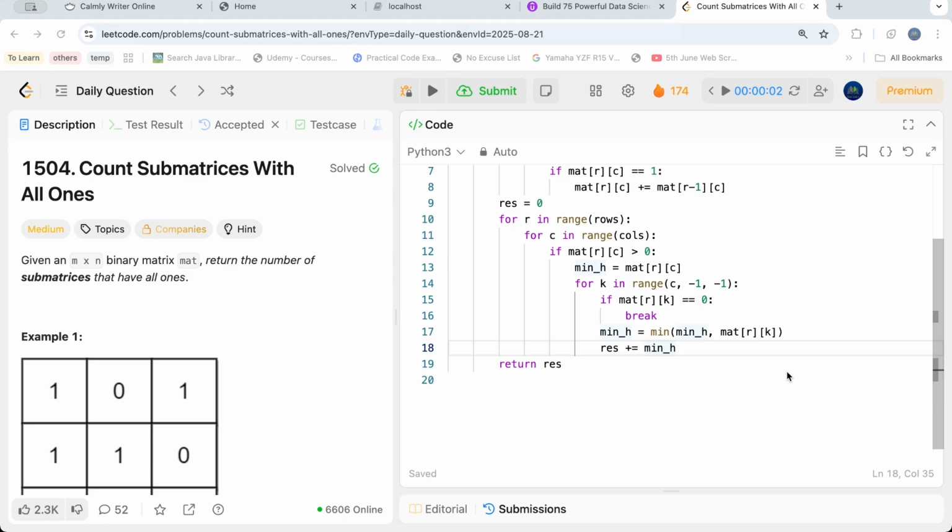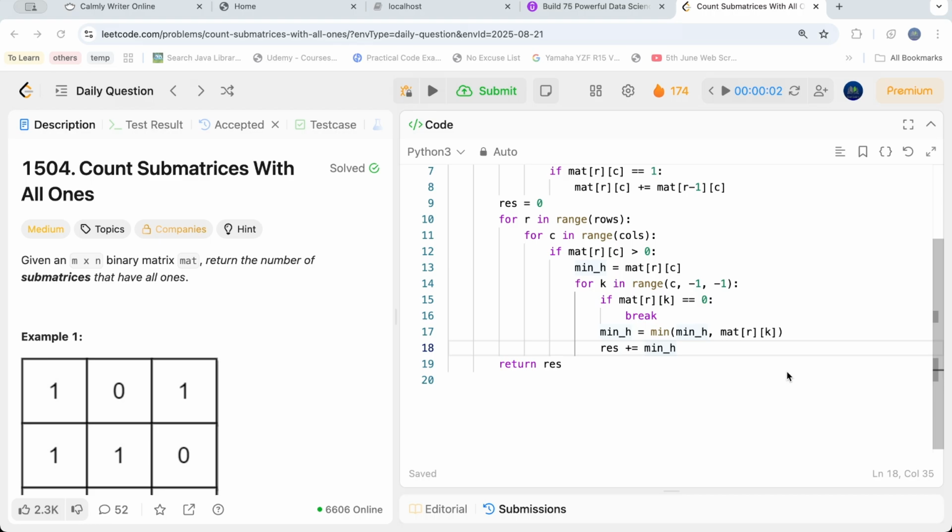From my current element, I am going to loop back in the left hand side. So for k in the range of c to -1, -1, that is basically looping in the left hand side or looping in reverse. If our current element is 0, we are going to break, because if it is a 0, we cannot extend any more in the left hand side. But if it is not, then we are going to update our minimum height and then we are going to add this minimum height to our result. That many number of submatrix we are going to get contributed, and then finally we can return the value of result.